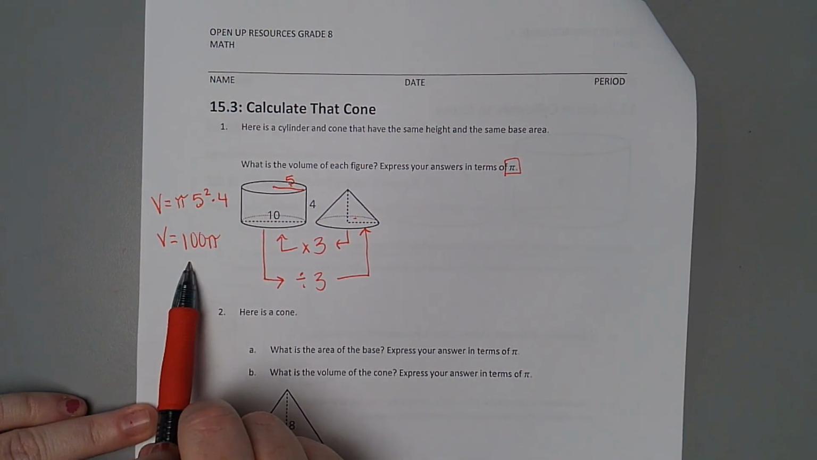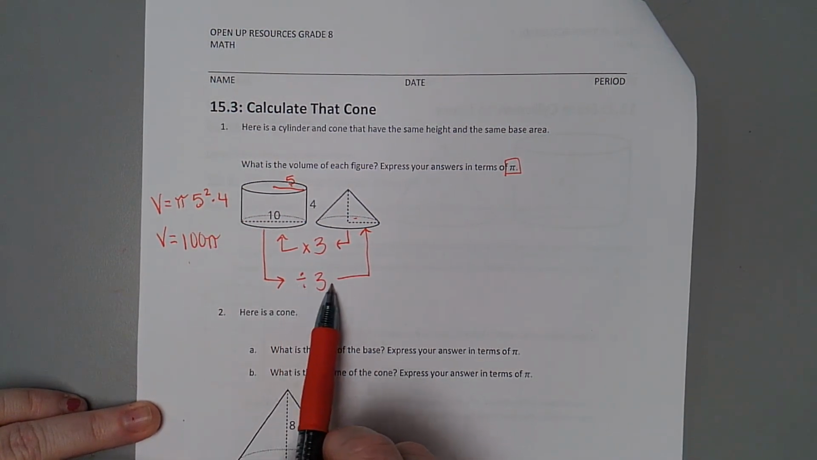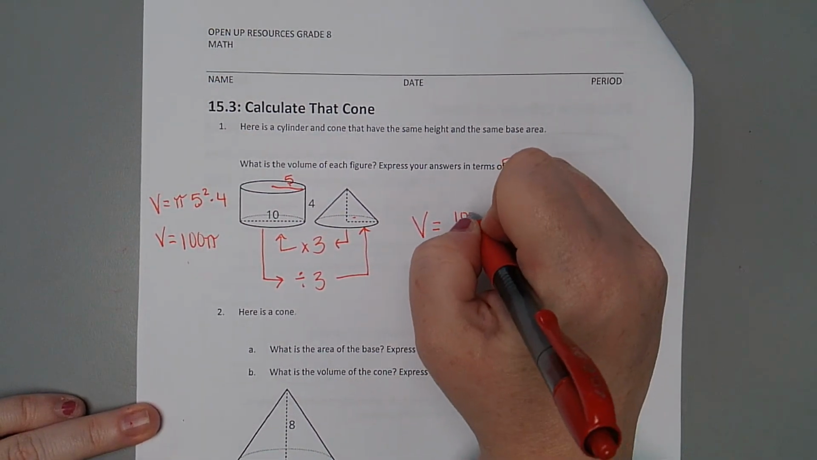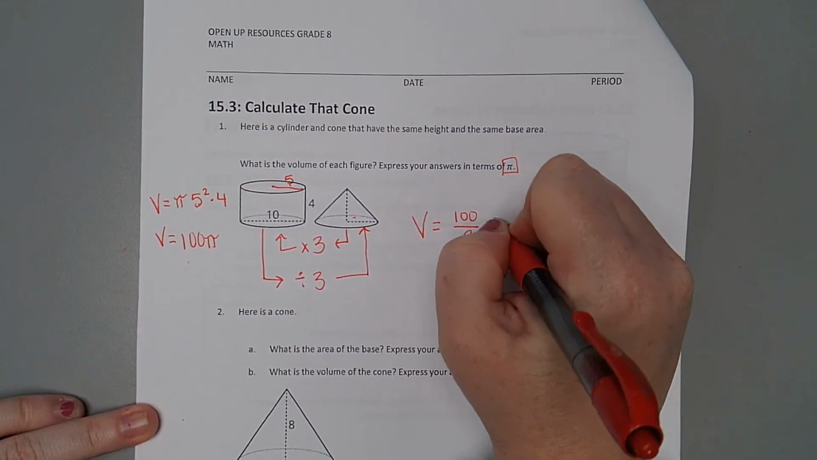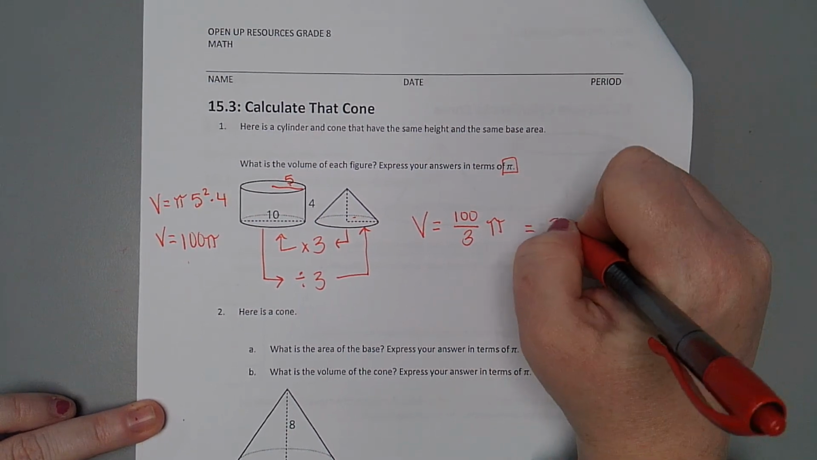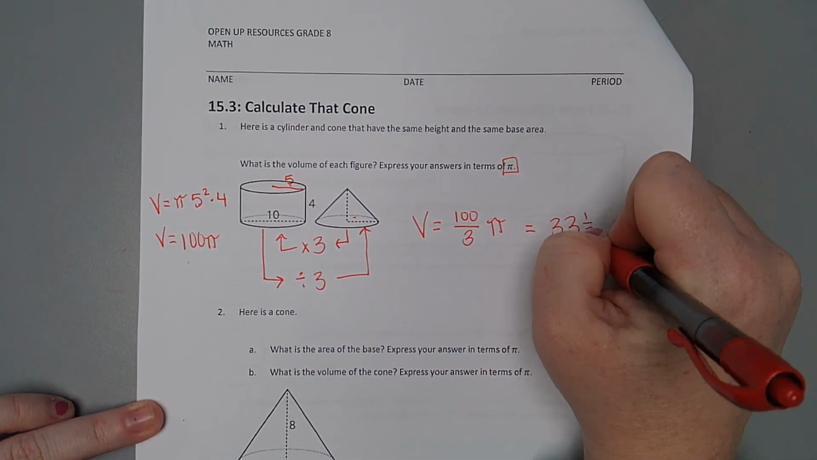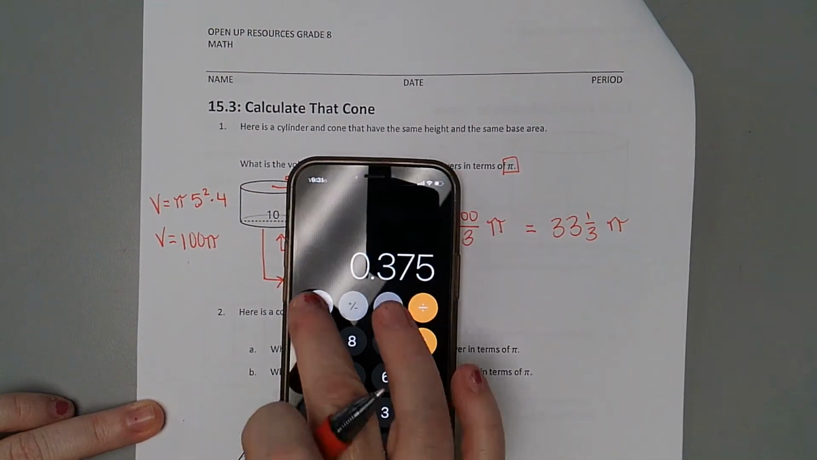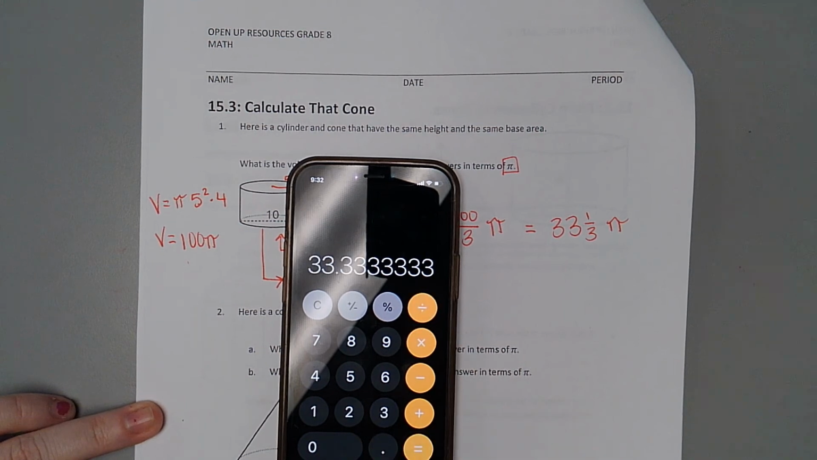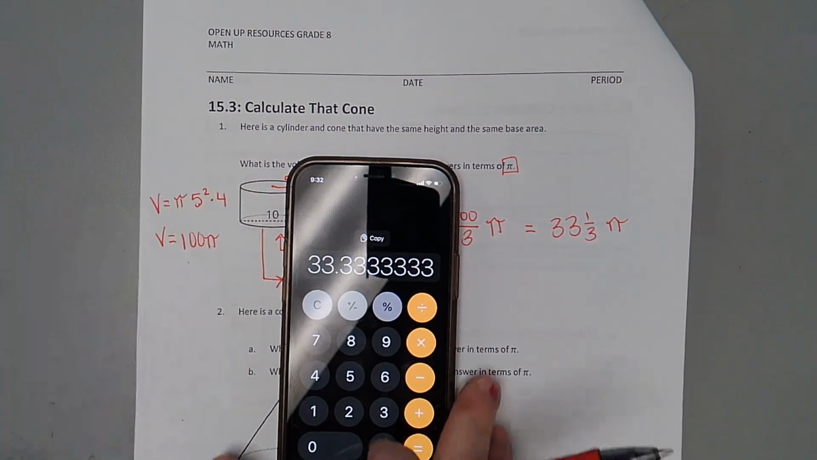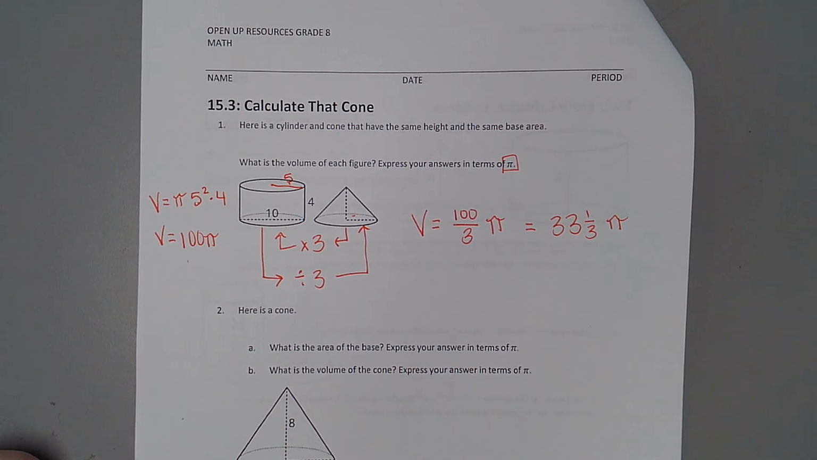Well, that's our cylinder. To find our cone, we're going to divide it by 3. So the volume would be 100 divided by 3 pi. Gives you a decimal. It is the same as 33 1/3 pi. So if we take our calculator and we have 100 divided by 3, 33.33333. Goes on forever. When you have this decimal, it is 1/3. Your 3 goes on forever.